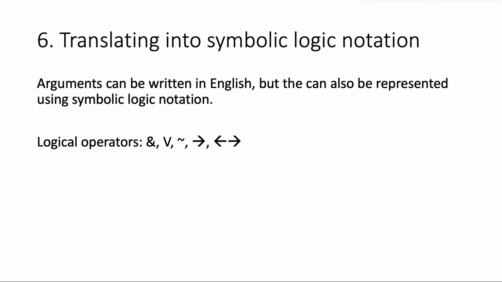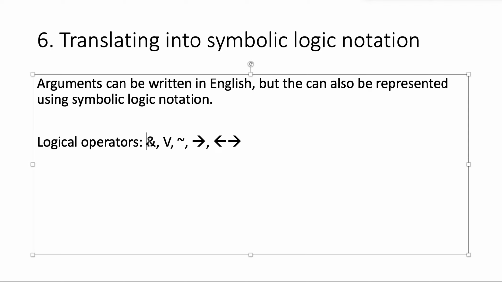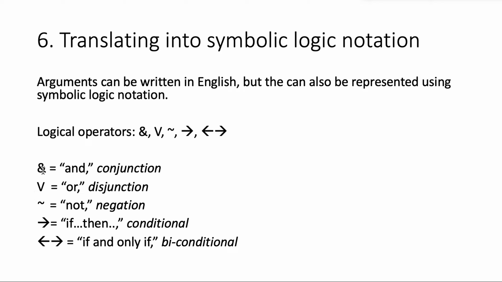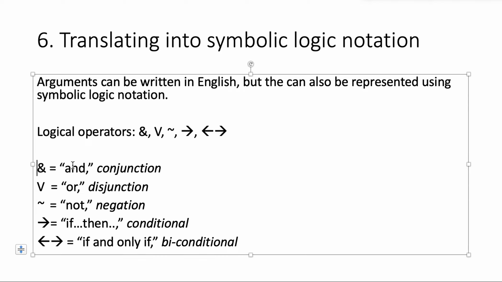Here are the basic components of the language that is symbolic logic. Now these are called logical operators. Each of these logical operators has a different meaning. So different English language sentences take different logical operators when they're being translated. Here is how you translate the logical operator into natural language, in this case English.